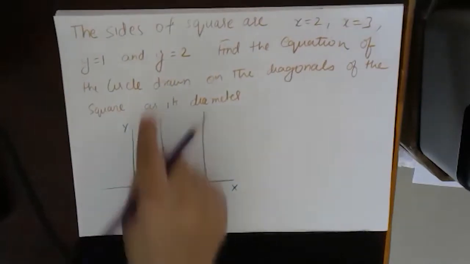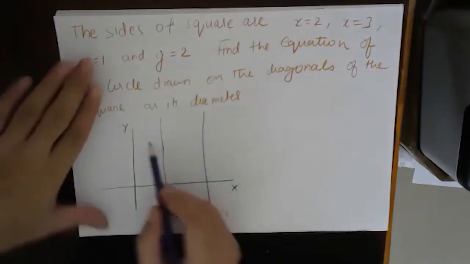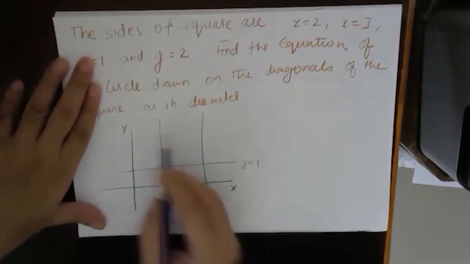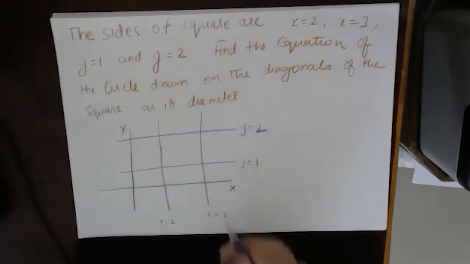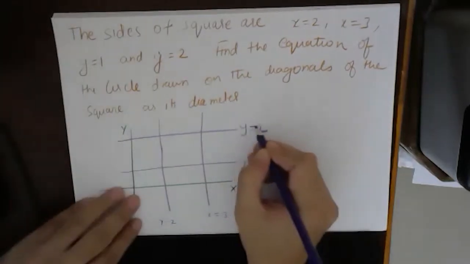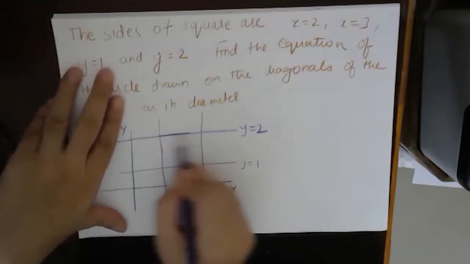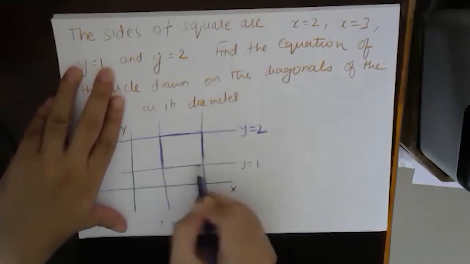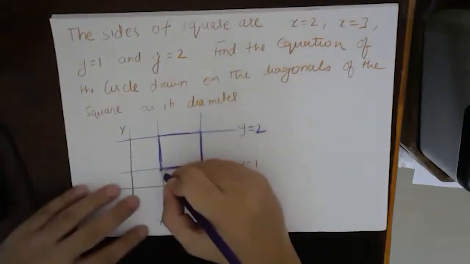So one of the sides is this, one of the sides is this. y equals 1 is this side, and y equals 2 is this one. So basically, this will be that square which they are talking about. And this is the diagonal.